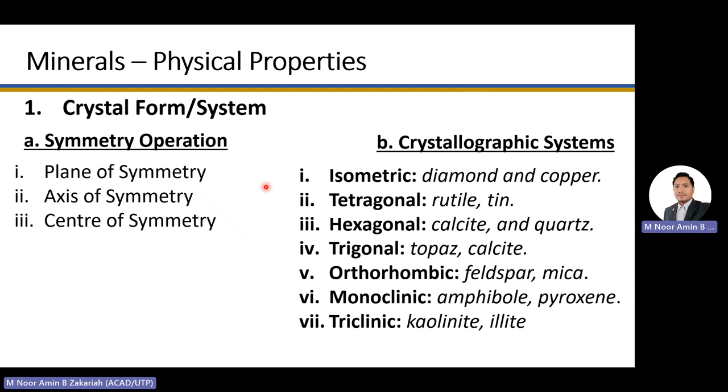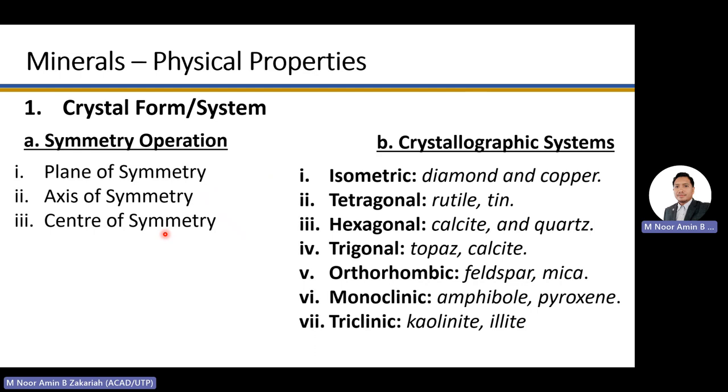So there are three types of symmetry operations, known as plane of symmetry, axis of symmetry, and center of symmetry. Okay. A plane of symmetry divides the crystal into two mirror-image halves, and an axis of symmetry rotates the crystal around a central point, while for the center of symmetry, points within a crystal are related to each other by inversion.